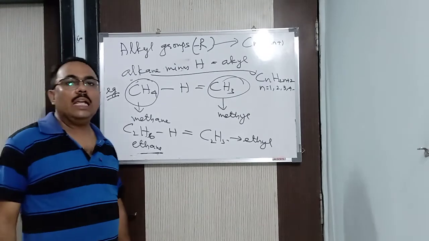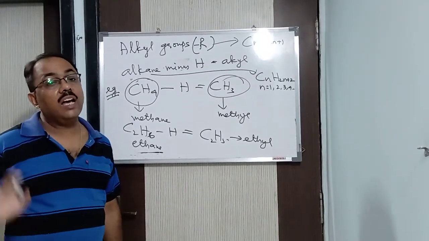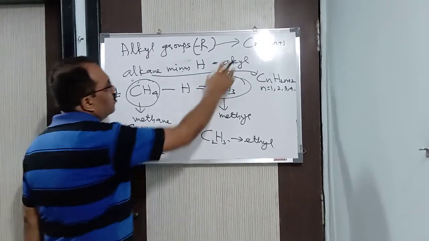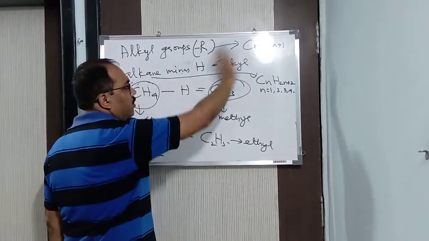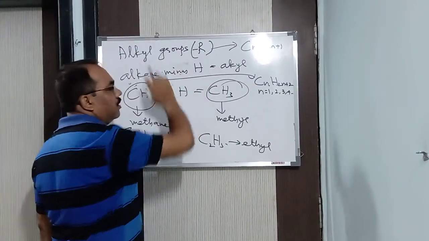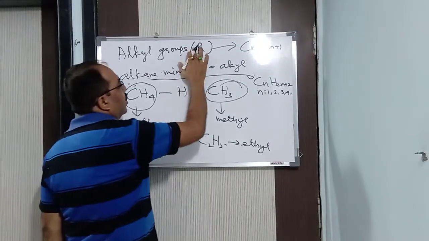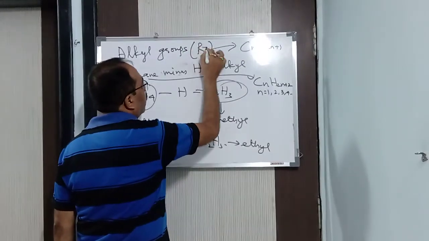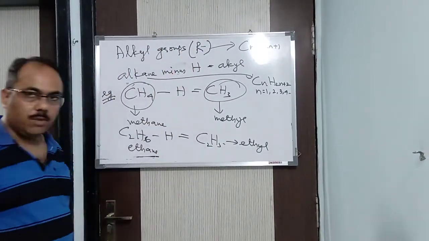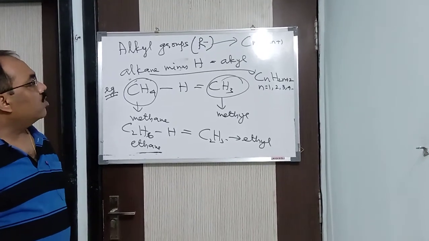So how do you get the alkyl group? If you remove one hydrogen from alkane, then you get the alkyl group. It is not always possible to write CnH2n plus 1. Hence we represent the alkyl group by the capital letter R. R means it is your alkyl group. You can put the single bond here or you can put it here also. What is the problem? Single bond. In this way, this is your alkyl group.